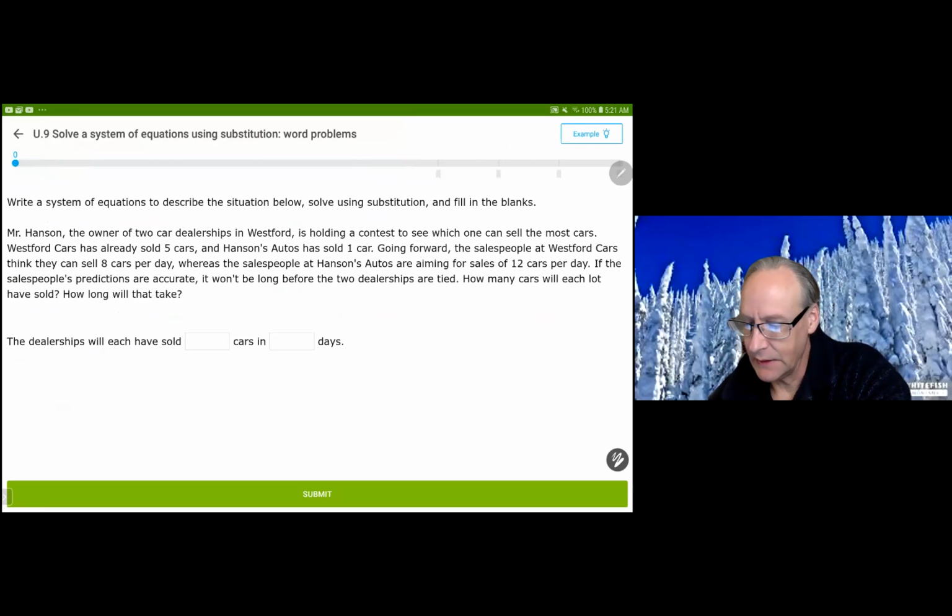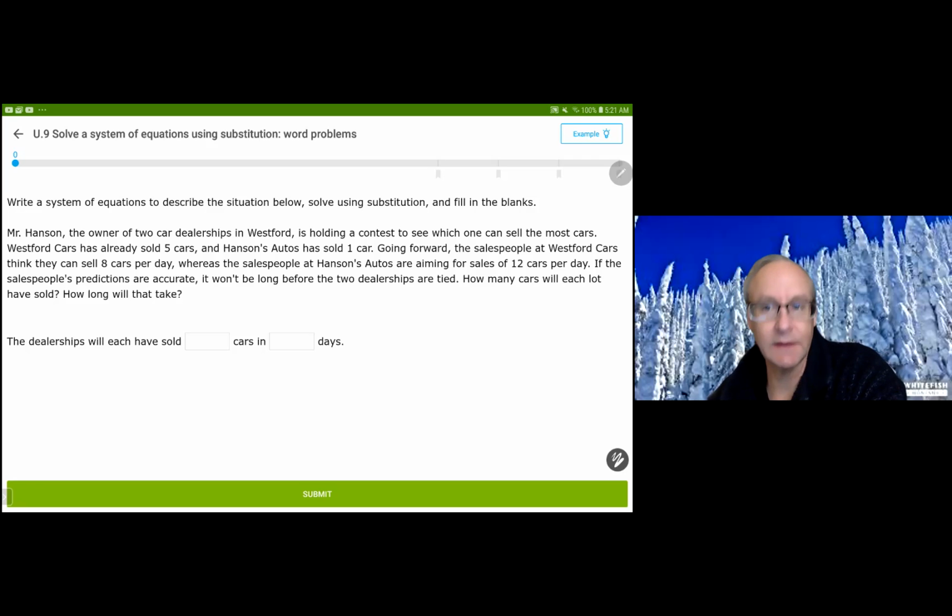And what have we got? Oh, there it is. Mr. Hanson, the owner of 2 car dealerships in Westford, is holding a contest to see which one can sell the most cars. Westford has already sold 5 cars, and Hanson has sold 1 car. Going forward, the salespeople at Westford Cars think they can sell 8 cars a day, whereas Hanson's are aiming for 12 cars per day. If the salespeople's predictions are accurate, it won't be long before the 2 dealerships are tied. How many cars will each lot have sold?